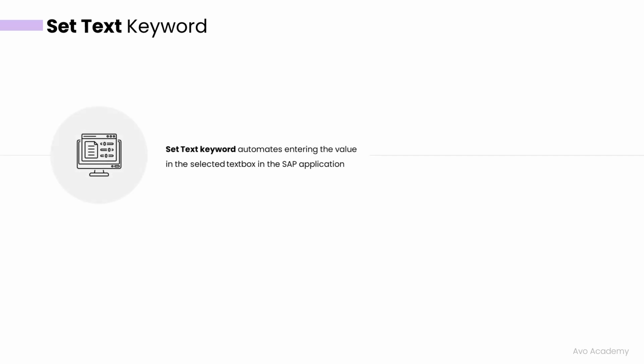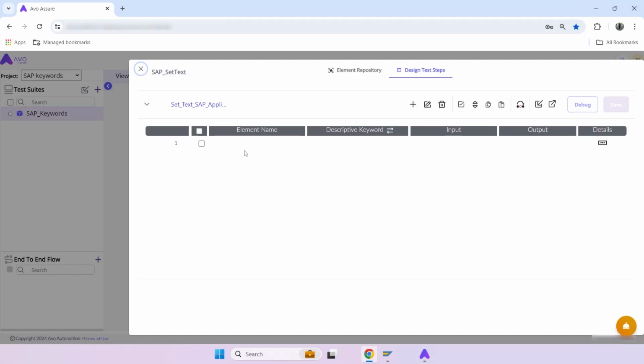In this video, you will learn how to use the set text keyword in Avo Assure to automate entering a value in a selected text box in an SAP application when automating it. To do so, add a step on the Design Test Steps screen.